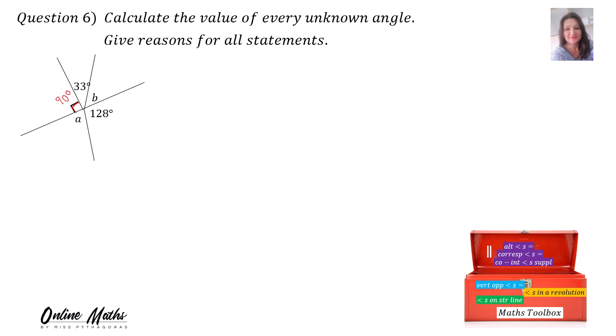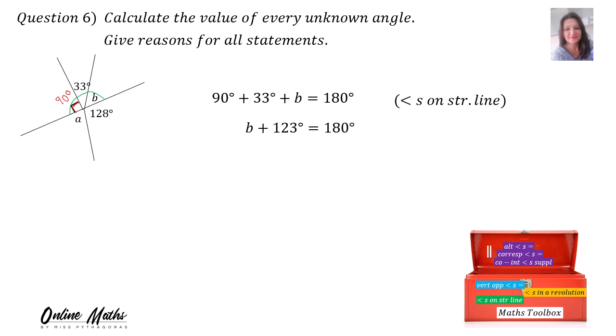So now there's a straight line, so we can start by working out B's size. Do you agree there's B? And B is one of the adjacent angles on the straight line. Therefore, we can say 90 degrees plus 33 plus B is equal to 180 degrees, and your reason, angles on a straight line. 90 plus 33 is 123, and now let's solve B. 180 minus 123, B is 57 degrees, and it flies in.